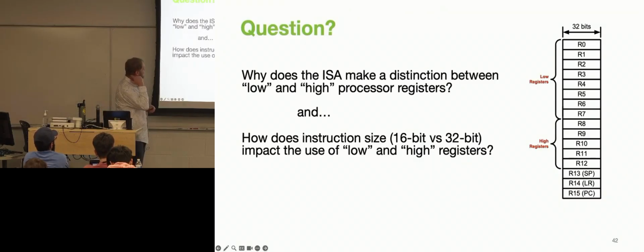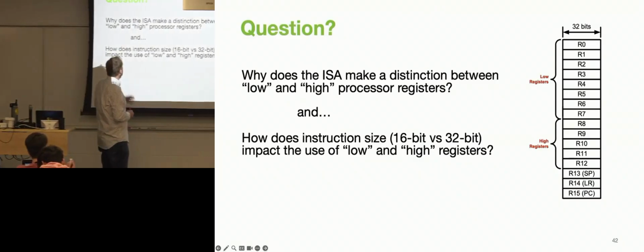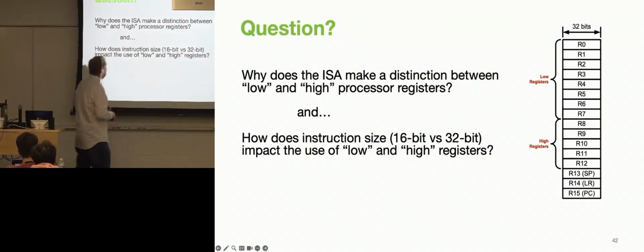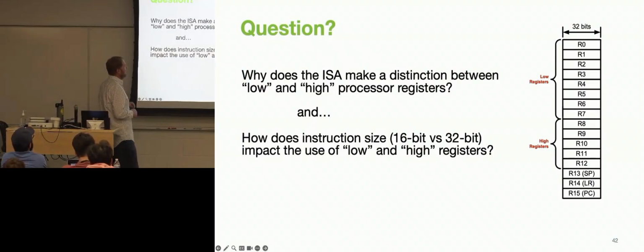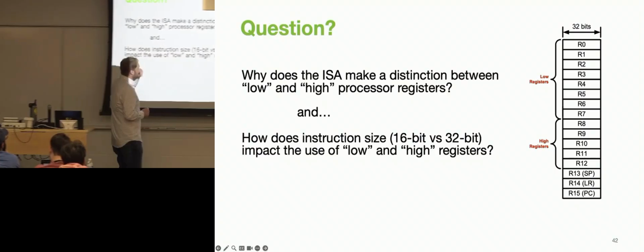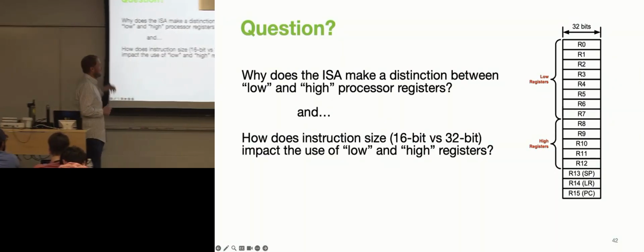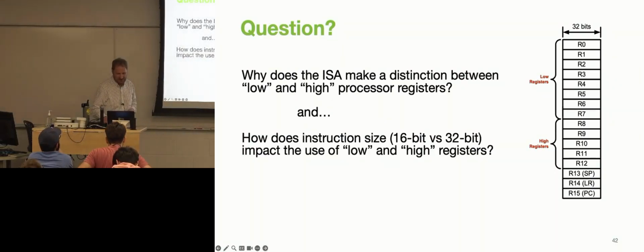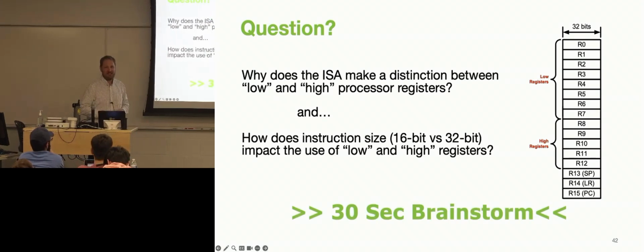So you guys kind of got to the answer pretty fast, but why does the ISA make a distinction between low and high registers, and how does this instruction size, 32-bit versus 16-bit, impact how we use high and low registers? So take 30 seconds, talk amongst yourselves, come back with an answer.